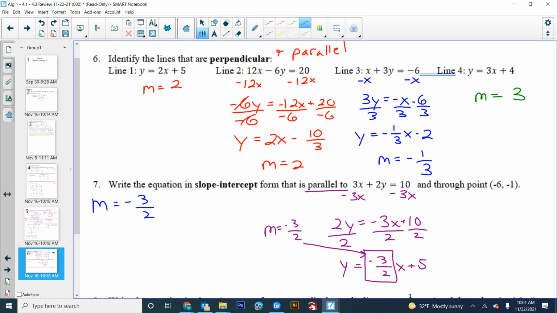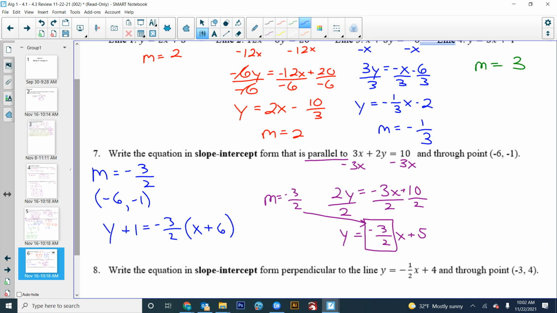Now wait a minute. They didn't give us a y-intercept. They gave us a point. Should I put it in point slope form or slope intercept form first? Point slope. Good, because our point is negative 6, negative 1. So we're going to do y minus negative 1 equals m times x minus negative 6, which is x plus 6. I know we're going quick, but guess what? You can watch this as many times as you want, all right?